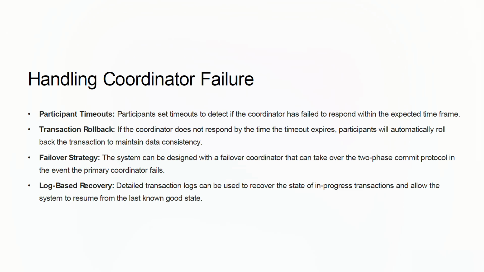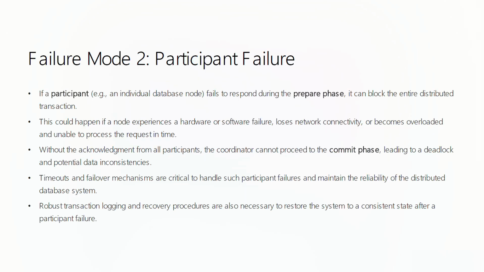Participant failure. Another potential failure scenario in 2PC is when one of the participants fails. This can happen during either the prepare or commit phase, and it can lead to a situation where the coordinator doesn't receive a response from one of the nodes.